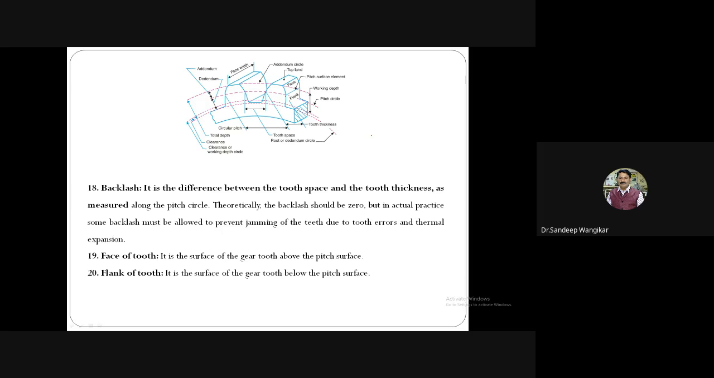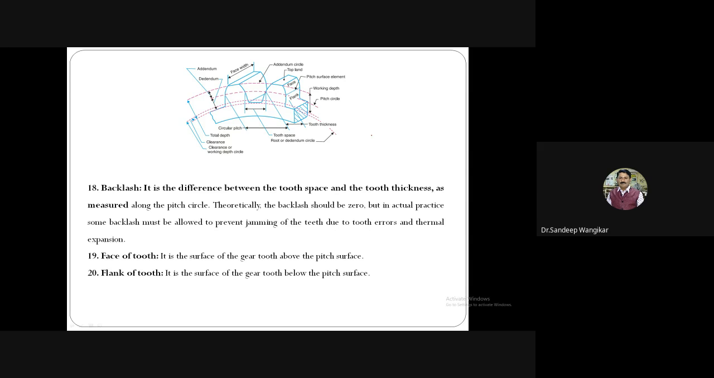See what is mentioned. Theoretically, the backlash should be 0, but in actual practice, some backlash must be allowed. So if you see why the backlash is required, there are different reasons. If no backlash is there, then the gear will not function smoothly. So the backlash is purposefully provided in a gear in order to avoid the jamming. If the backlash is 0, then there will be definitely jamming of the gears and it will not function smoothly.